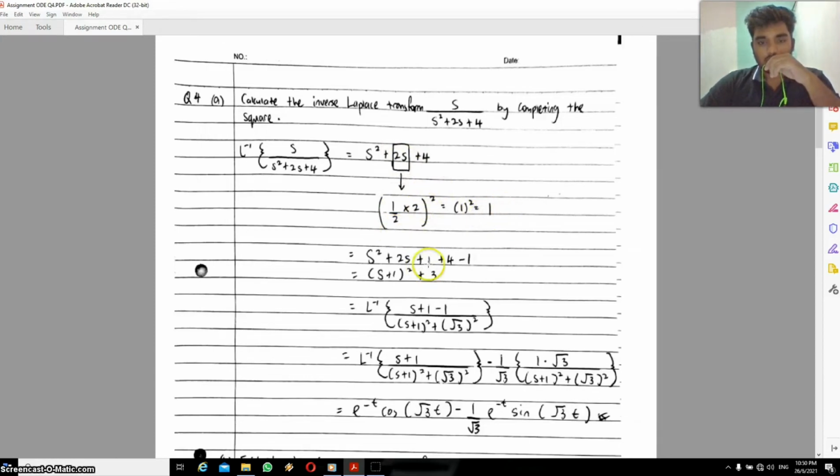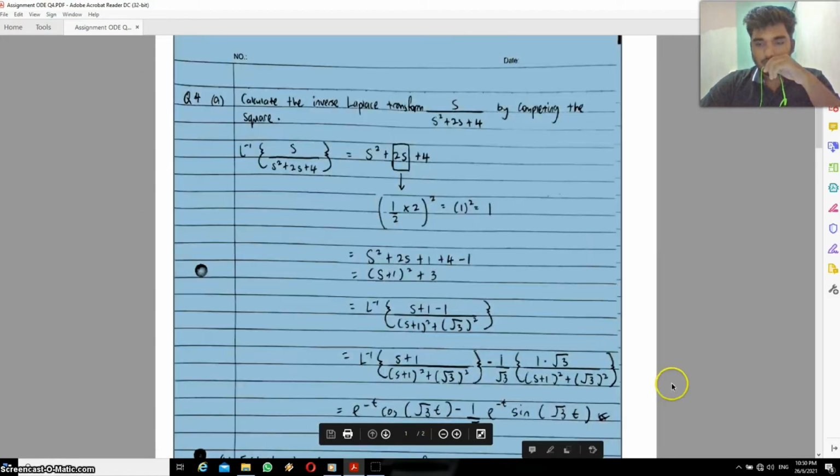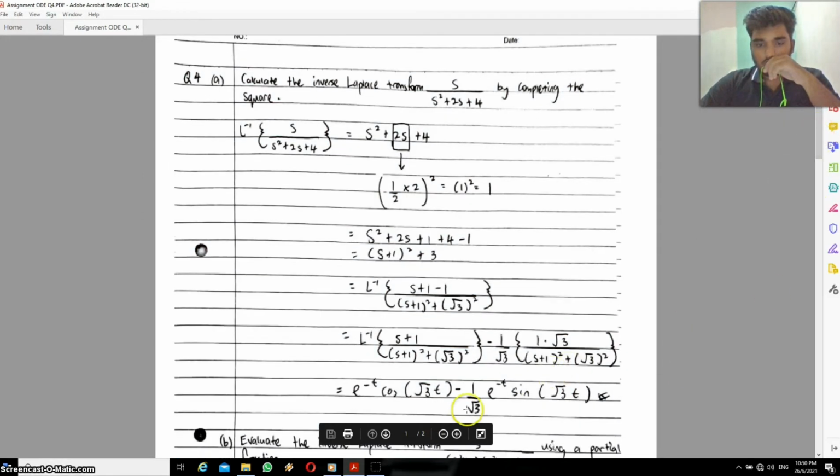So we use the 1, and we need to plus 1 and minus 1 to the denominator as well as the upper part s. So we will get s plus 1 minus 1 divided by (s plus 1) squared plus (square root of 3) squared. So we change it to the inverse Laplace transform, and we will get the answer e^(-t) cos(square root of 3 t) minus 1 over square root of 3 e^(-t) sin(square root of 3 t).